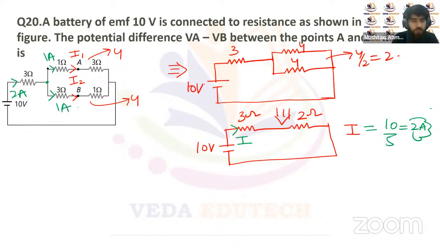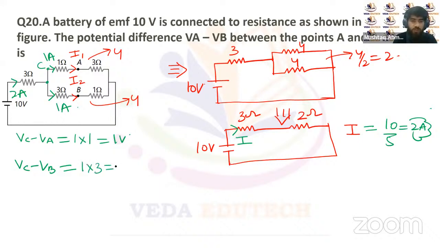Let's suppose this is the point C. Then the potential difference between C and A will be VC minus VA, given as the current flowing through this 1 ohm resistor, that's 1 ampere, multiplied by the resistance, that's 1 volt. Similarly, VC minus VB will be equal to the current flowing here, 1 ampere, multiplied by the resistance, that's 3, that will be 3 volt.